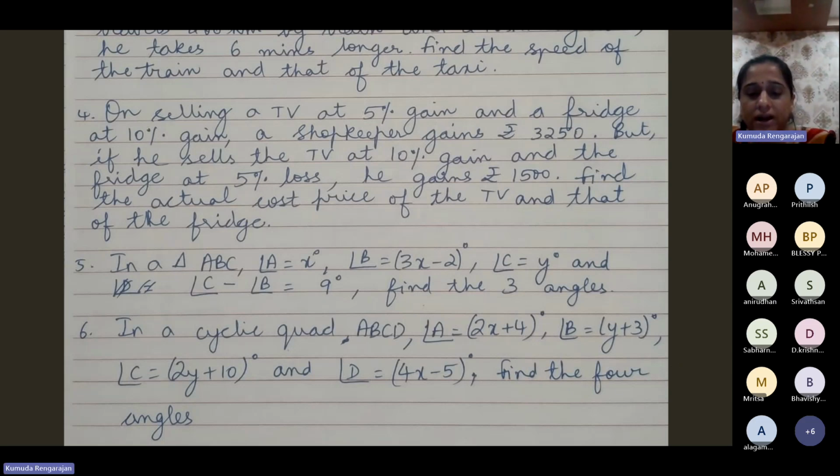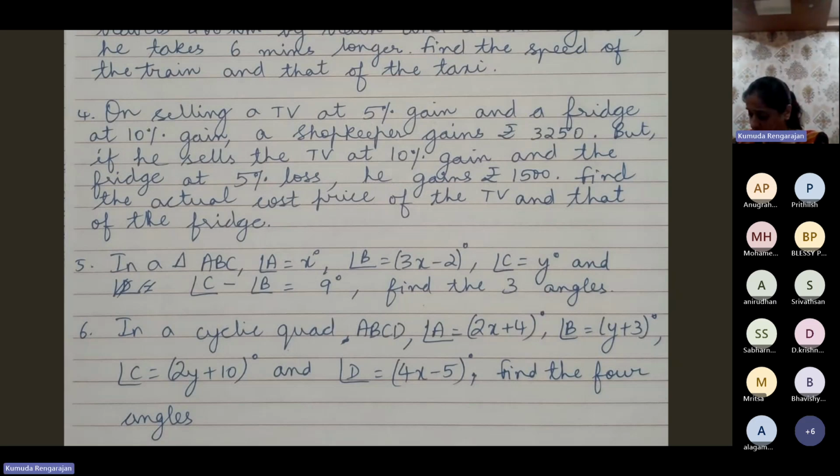In a cyclic quadrilateral, opposite angles are supplementary. Angle A plus angle C is equal to 180. Angle B plus angle D is equal to 180. Work the sixth one. Tell me the values of x and y. You should not only find x and y, you should also find the four angles. After getting the values of x and y, you must use them in the expressions and find the angles.